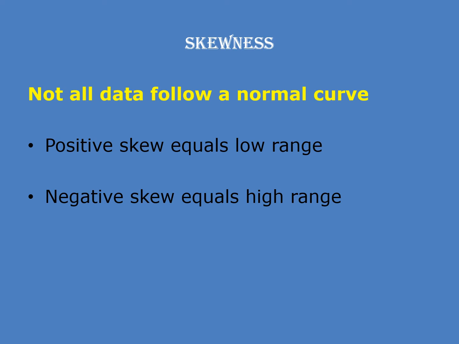As part of this workshop, I wanted also to provide an overview of skewness. So skewness is where there can be data that does not necessarily follow a normal curve, or may not fall within the normal distribution. So skewness can be where there's positive skew equals a low range, and there's negative skew that equals a high range.